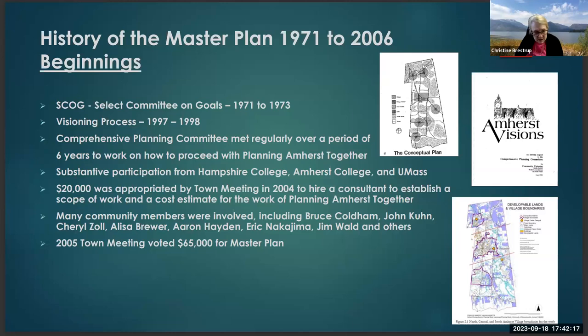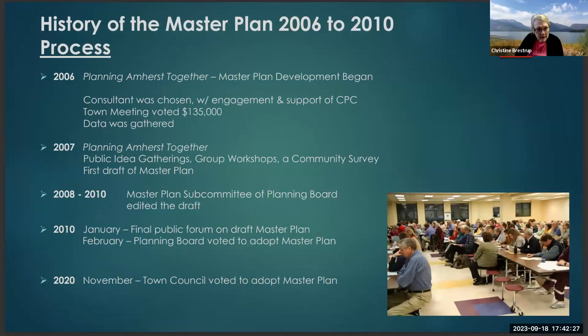Some of you may have participated in that effort. In 2005, town meeting voted $65,000 for the master plan. Next slide, please. So in 2006, Planning Amherst Together hired a consultant. ACP was based in Ohio and New York, and with engagement and support of the Comprehensive Planning Committee, they proceeded to do their work. And town meeting voted an additional $135,000. So we had a total of $200,000 for this effort.